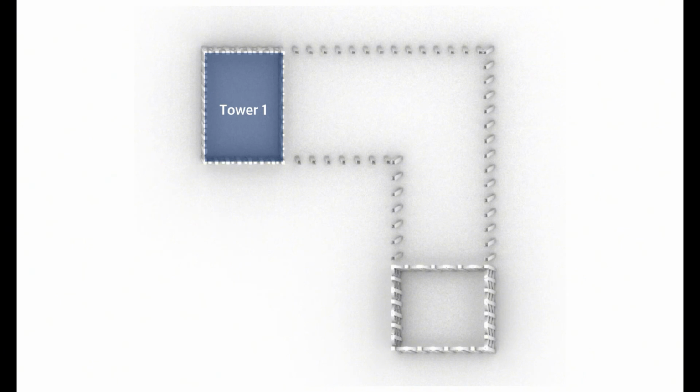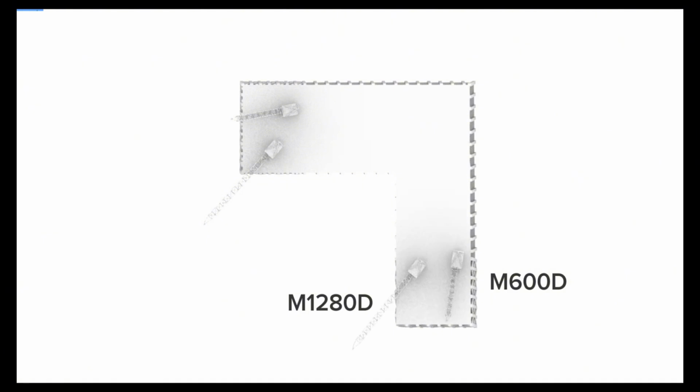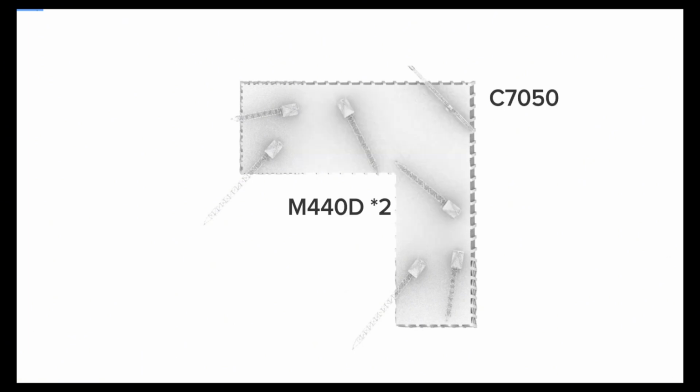The work area was divided into 3 areas: Tower 1, Tower 2, and Podium. Tower 1 and Tower 2 were placed with one M1280D tower crane and one M600D tower crane, respectively, and Podium has two M440D tower cranes and one C7050 tower crane, which used a total of 7 tower cranes.